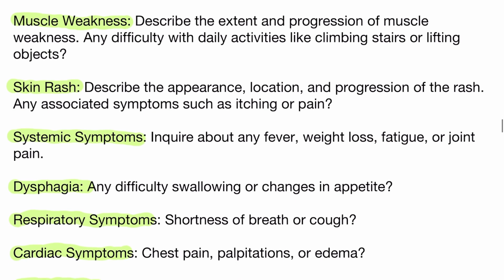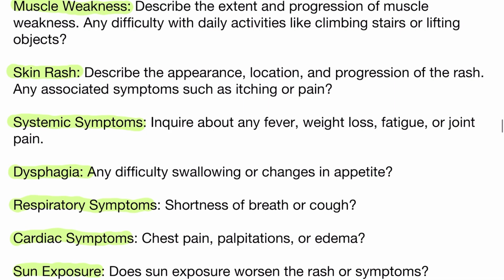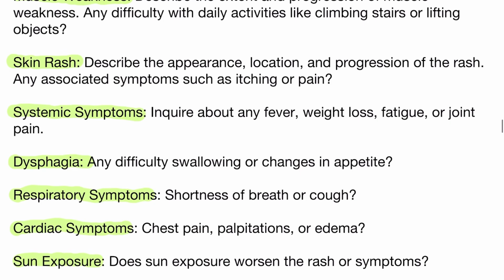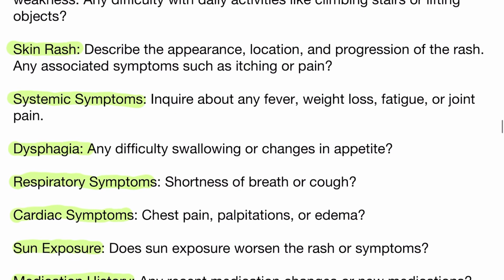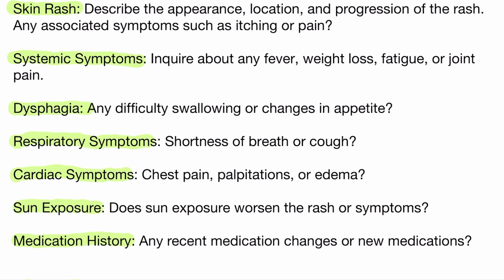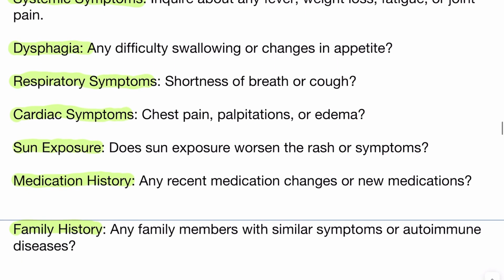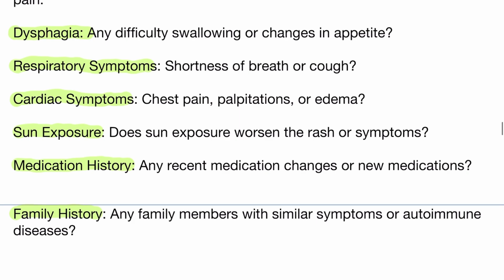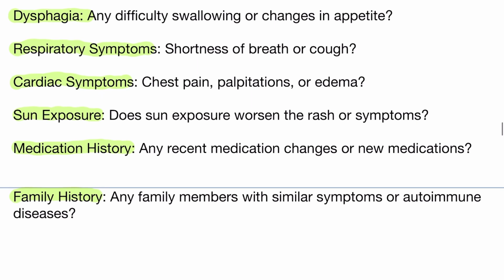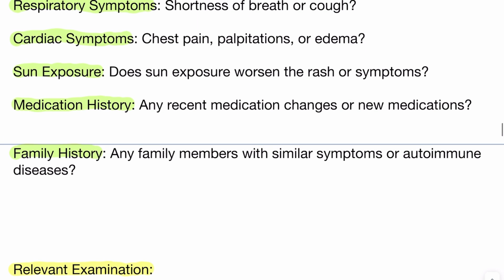We like to inquire about any systemic symptoms as well, including any fever, weight loss, fatigue or joint pain, any difficulty swallowing or changes in appetite. Then we want to do the systemic review. So we're going to ask about respiratory symptoms like shortness of breath or coughing, cardiac symptoms like chest pain, palpitations or edema. Does sun exposure worsen the rash or symptoms? Any recent medication changes or new medications? And finally, about the family history, any family members with similar symptoms or autoimmune disease.